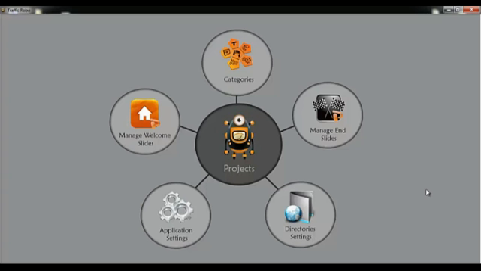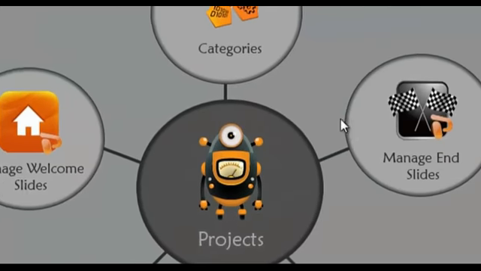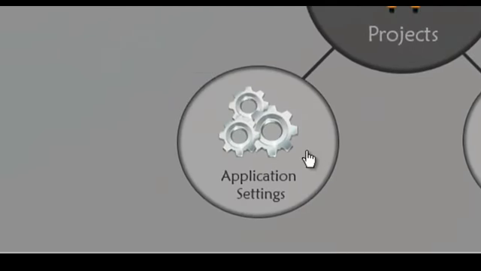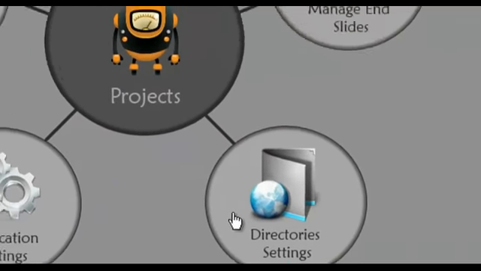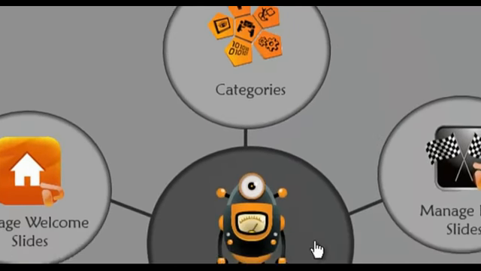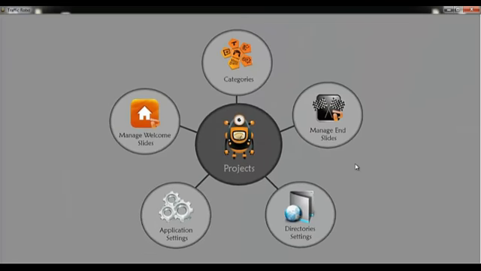As you can see on your screens right now, this is TrafficRobo's software home screen. You can get into it after logging in. Here you will see the welcome slides, end slides, application settings, directory settings, categories, and projects. TrafficRobo converts your text slides into 4 different media formats, namely PPT, PDF, audio, and video. Then it submits your content to various online directories.